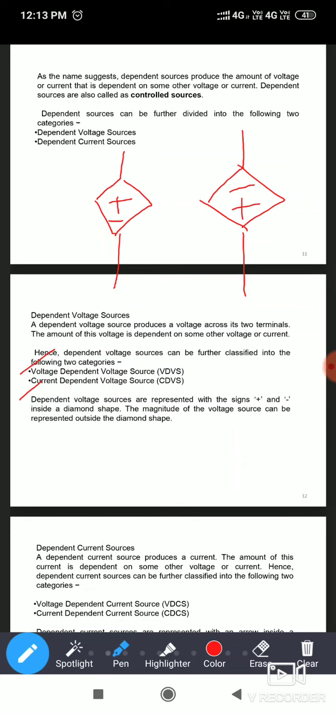But on which parameter does the value of this voltage source depend? If it depends on the voltage, then it is called voltage dependent. If it depends on the current, then it is called current dependent. So I will give the example. Suppose Vs is equal to K into V1. So V1 is some voltage across any element or across a particular branch.